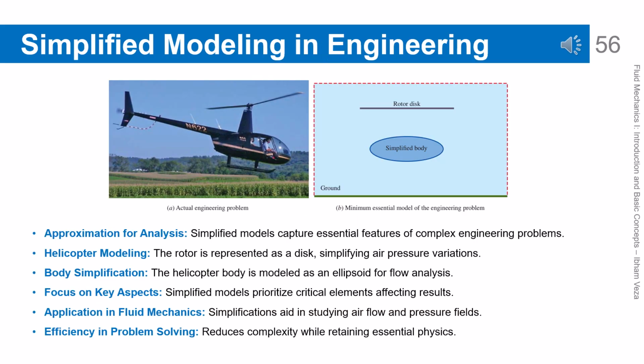Simplified modeling in engineering. Simplified models aim to capture the main characteristics of complex systems. The helicopter example shows how the rotor can be modeled as a disk. The helicopter body can also be simplified into an ellipsoid shape. In this way, pressure and flow analysis becomes much easier. This simplification does not remove the main physics of interest.